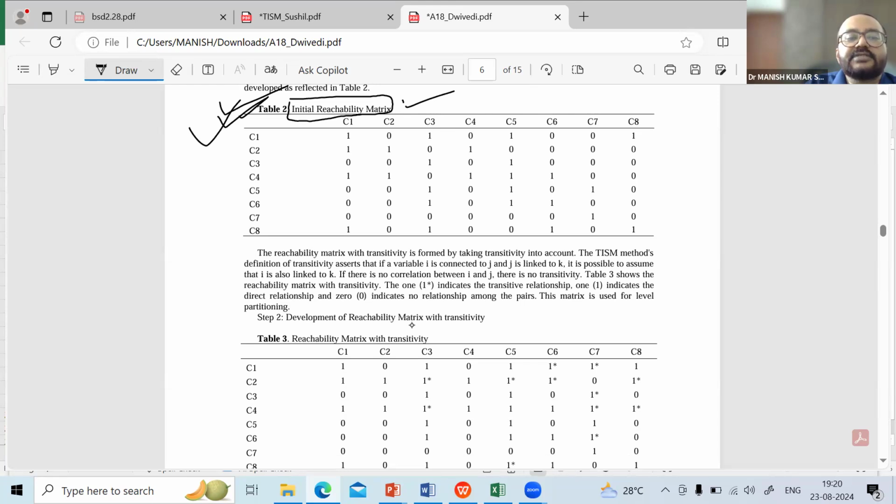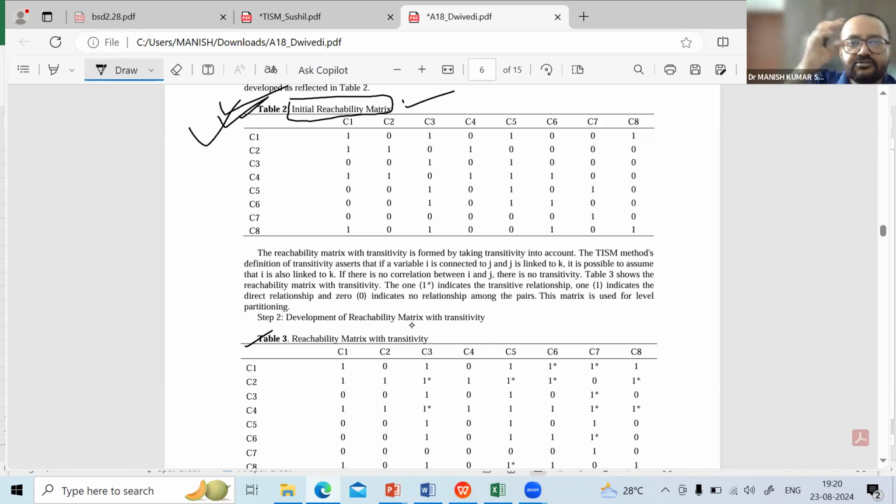The second stage, or you can say the third stage, is this. The first stage was finding the factors with the literature or with expert opinion. Then the second stage was preparing the questionnaire based on one-to-one comparisons. So C1 to C2, C1 to C3, C1 to C4, C1 to C5, like that up to C1 to C8. Now C2 to C1, C2 to C3, C2 to C4, C2 to C5, up to C8.